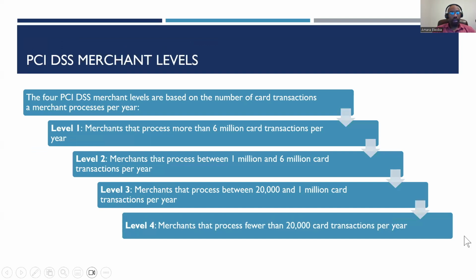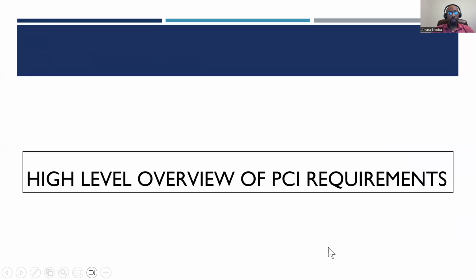All right, now we have what we call merchant levels. Within this, we have level 1, level 2, level 3, and level 4. Any company or person processing more than 6 million cards per year is a level 1. Any company processing between 1 million and 6 million is level 2. Any company processing between 20,000 and 1 million card transactions a year is level 3. And level 4 is anyone processing less than 20,000 card transaction payments per year.